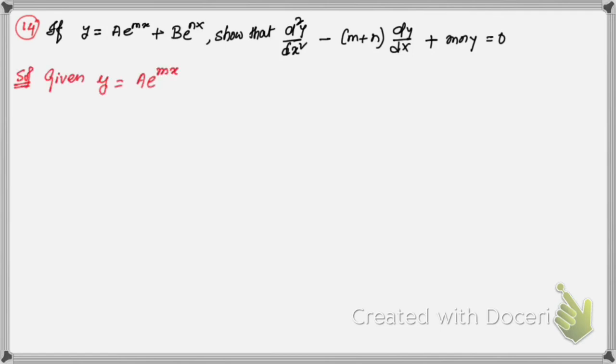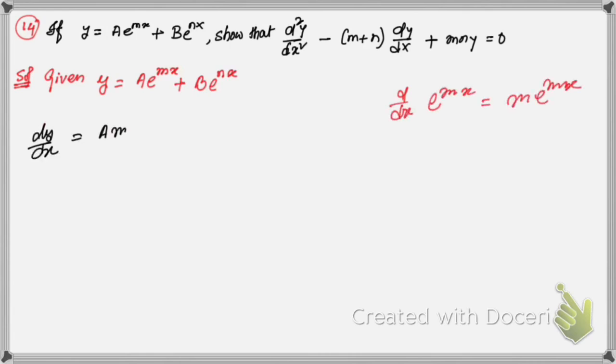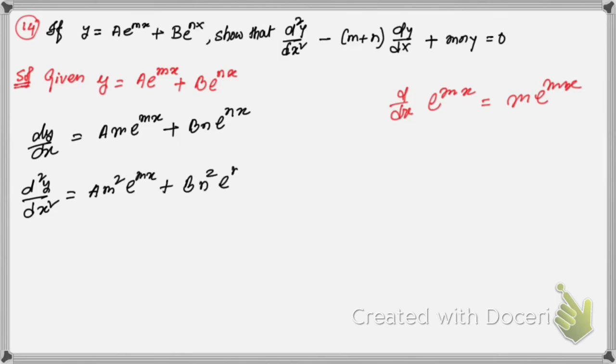So y is equal to a e to the power mx plus b e to the power nx. Then derivative of e to the power mx is m e to the power mx. So first order derivative dy by dx, we will get a m e to the power mx, then b n e to the power nx. Then if you differentiate it again to get the second order derivative, you will get this. So a m square e to the power mx, similarly b n square e to the power nx. So hope you have understood how I get m square and n square here.